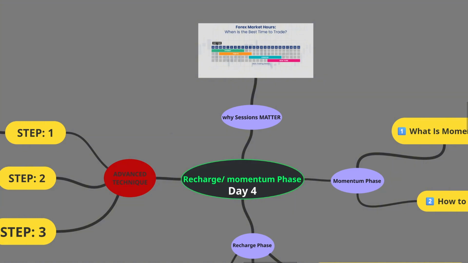Let's break down how sessions influence the trend cycle. The Asia session is slow, with low volume, mostly consolidating, and traps and early recharge often appear here. So the Asia session is usually preparation, not direction.